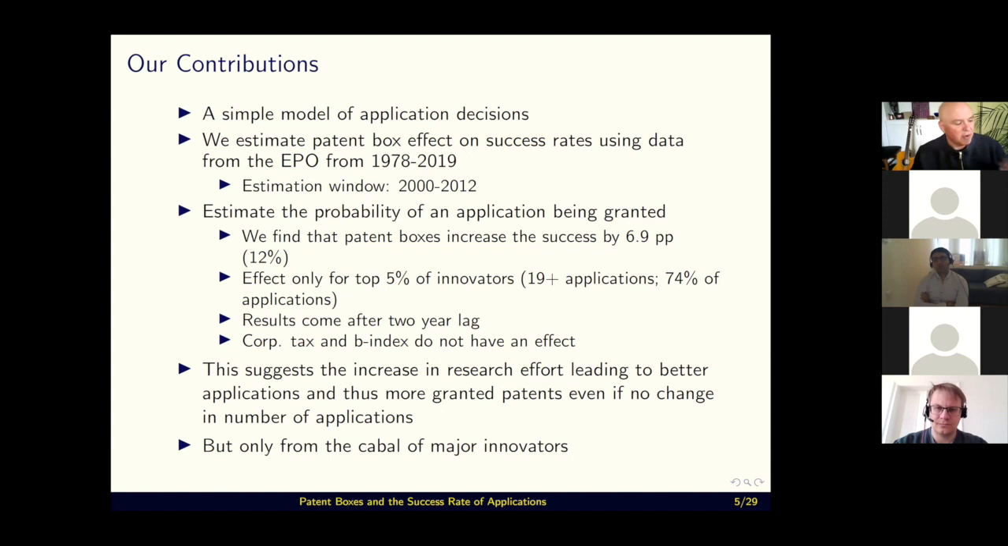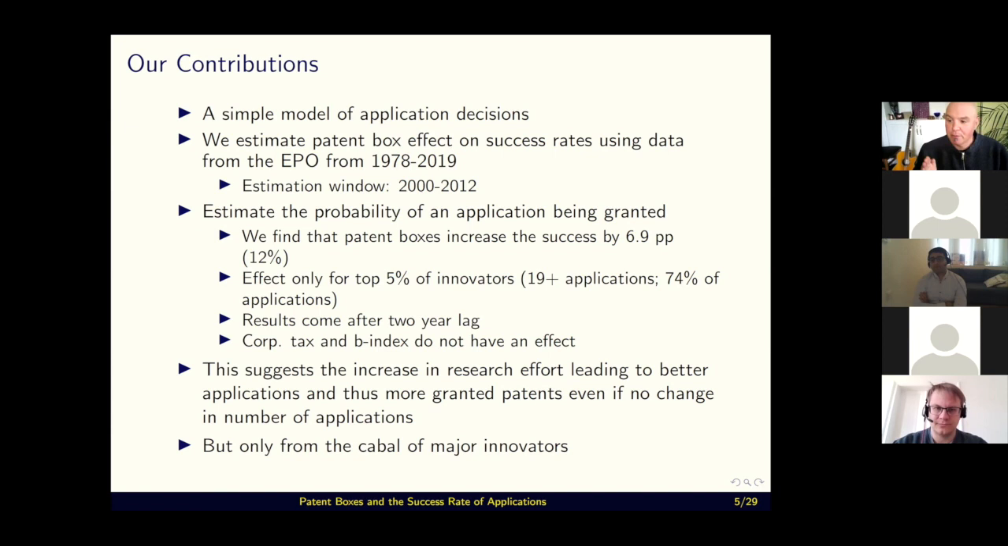And so, if you're looking at trying to spur innovation, what does this suggest? If you throw a patent box into place, you're probably going to lead to more successful applications, which seems to be driven by better research, better innovations, but it's only going to be the handful of the big guys that are going to benefit from this.